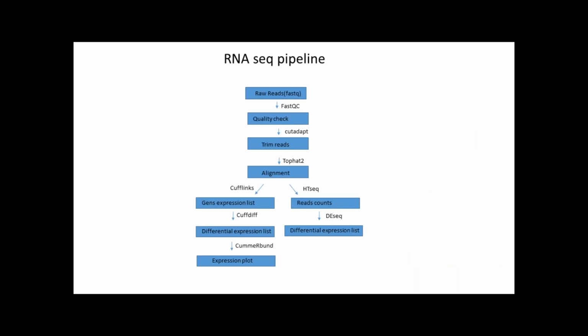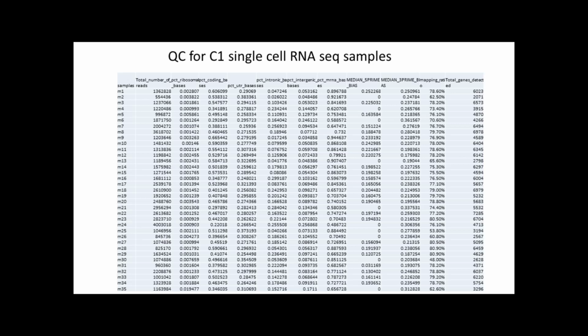When I got the sequence data for the single cells, I used the in-house RNA-seq pipeline to analyze the data. First, I did the quality check and trimmed the reads, and then mapped the reads to the reference genome. We use the TopHat tool and use Cufflinks to get the gene expression list for each single cell. Summary of the results for the data analysis.